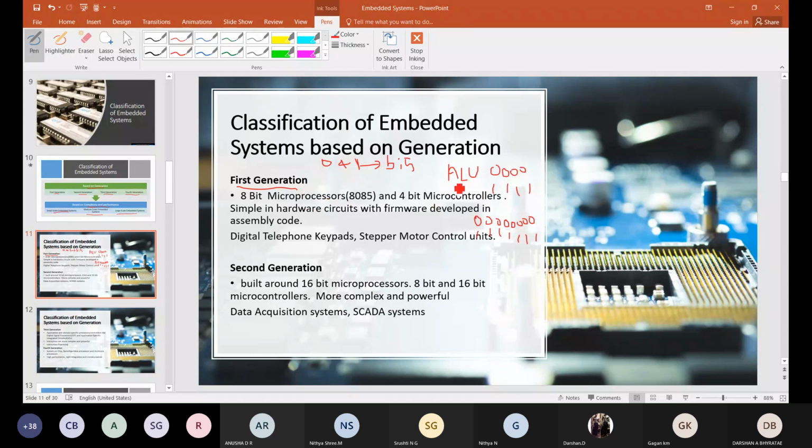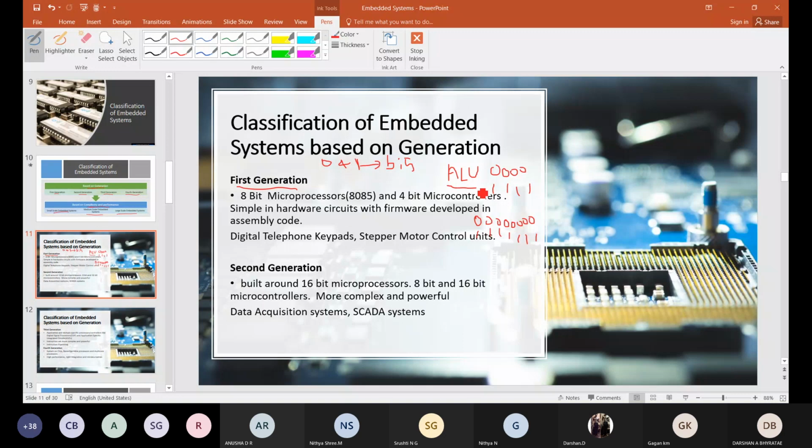What do you mean by ALU operation? ALU is nothing but arithmetic logical unit. Arithmetic and logical unit means I can perform addition, subtraction, multiplication, or logical AND operation, logical OR operation, inversion operation. That is what we call an ALU here.